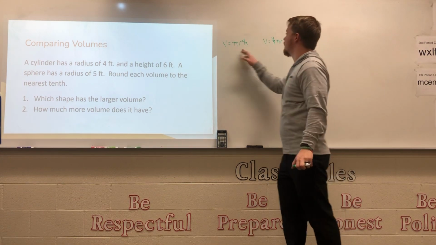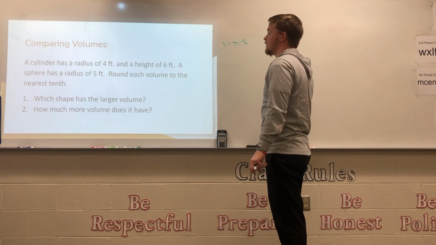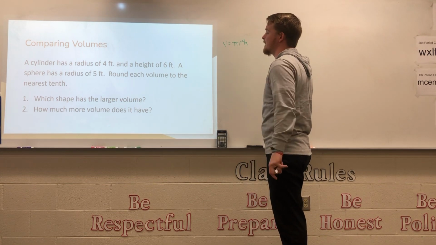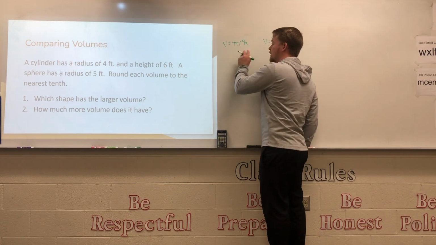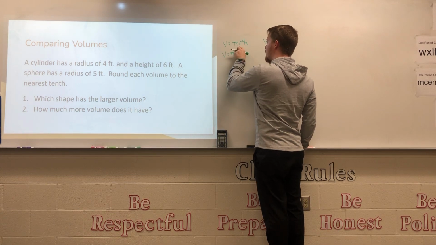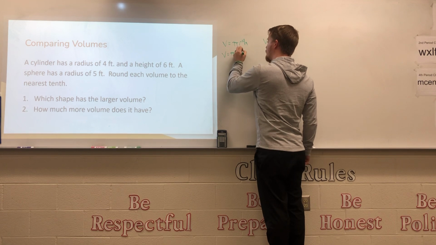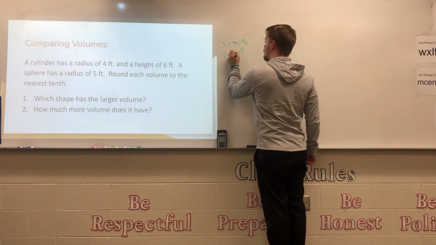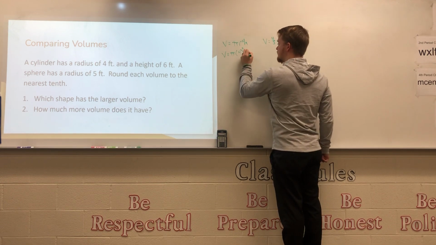Alright, so now we're going to go ahead and find the cylinder's volume first. It says a cylinder has a radius of 4 feet and a height of 6 feet. So we need to fill those in. So I'm going to bring down V equals pi, my r, they tell us, is 4. So in place of r, I'm going to put 4 to the second power. And then my height, they tell us, is 6.